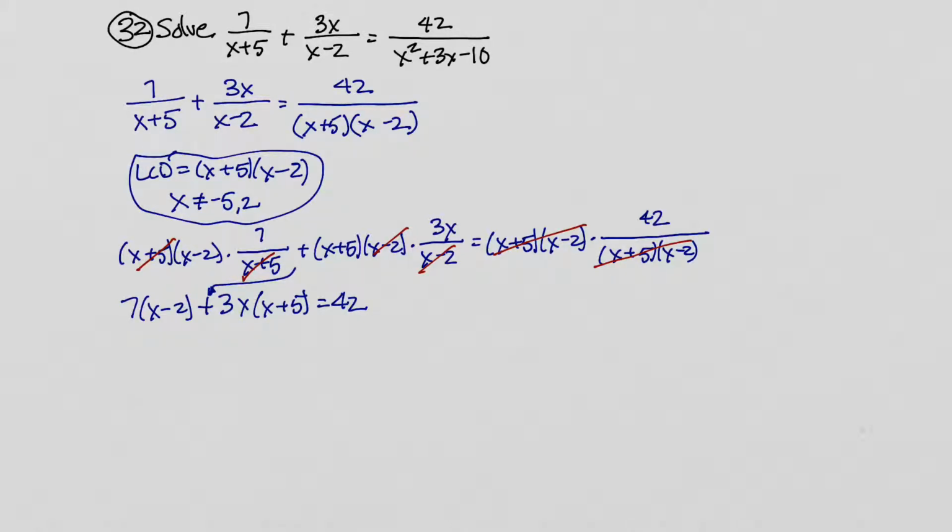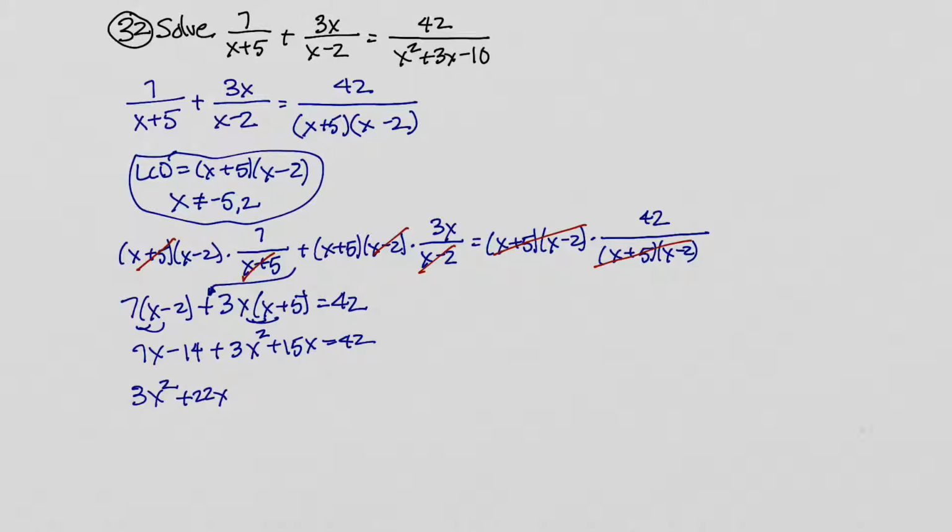Now, let's just multiply through here and get this equation solved. So multiply through, we'll get 7x minus 14 plus, now multiply through here, how about 3x squared plus 15x equals 42. Now, I see this quadratic here, so I'm going to write that first. So this is going to give us 3x squared, and then we've got 7x, and 15x is a 22x.